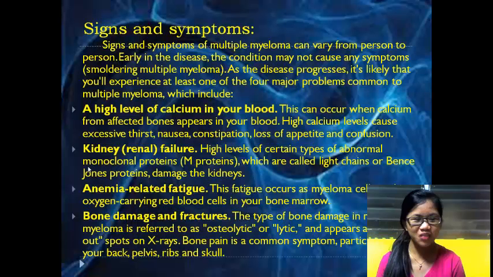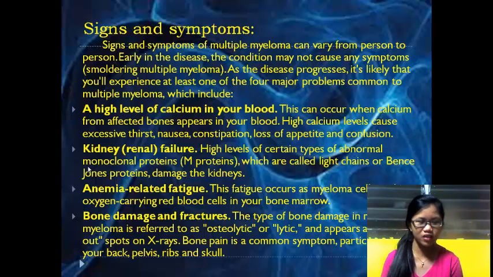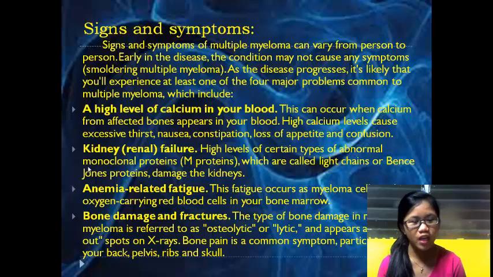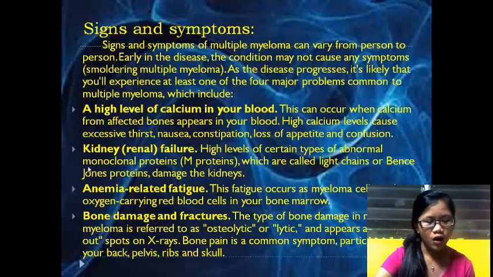Bone damage and fractures. The type of bone damage in multiple myeloma is referred to as osteolytic or lytic and appears as punched-out spots on x-rays. Bone pain is a common symptom, particularly in your back, pelvis, ribs, or skull.